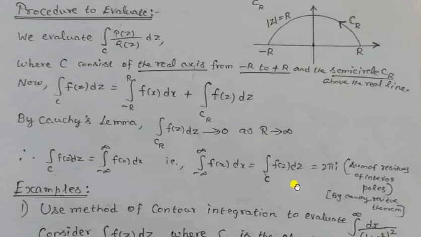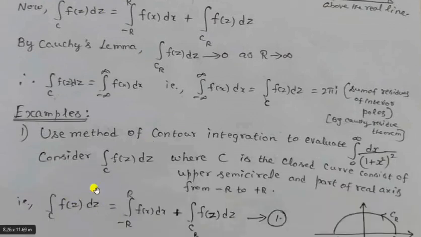And the value of this integration, we can apply Cauchy residue theorem to get it. So as soon as you see this integration over C of f of z dz, you can remember that you should apply Cauchy residue theorem. This is the procedure to evaluate the improper integrals of rational function, which is of type 1 of this form.